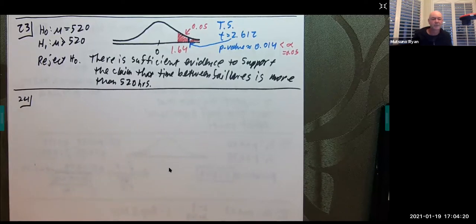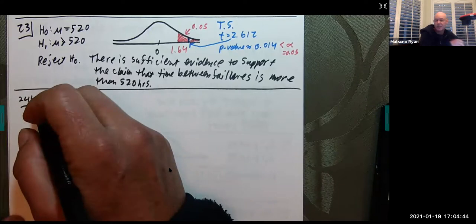All right, so 24. Various temperature measurements are recorded at different times for a particular city. The mean of 20 degrees Celsius is obtained for 60 temperatures on 60 different days. Assuming, I've noticed in this case, they make a big deal, they have the sigma. The population standard deviation is 1.5 degrees Celsius. Test the claim that the population mean is 22 degrees Celsius.